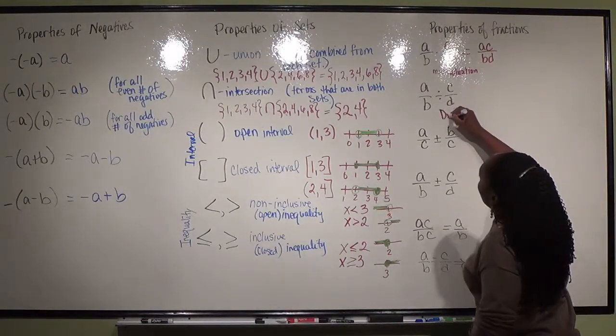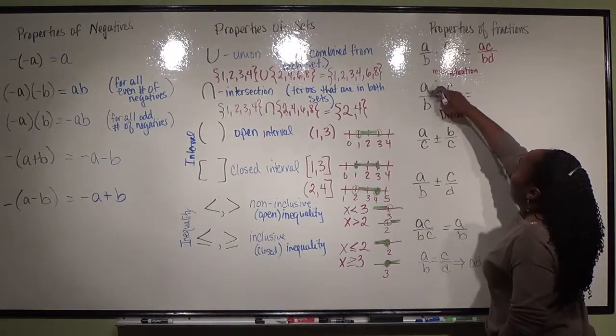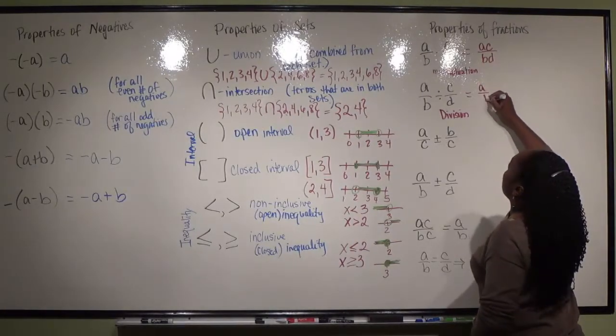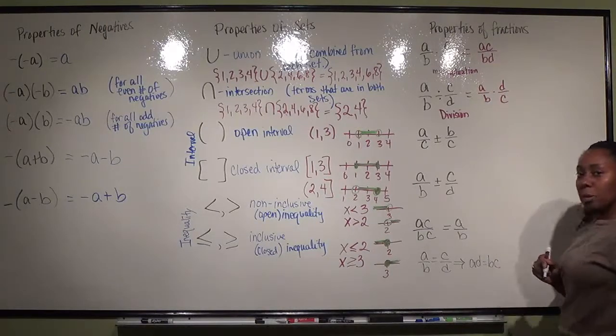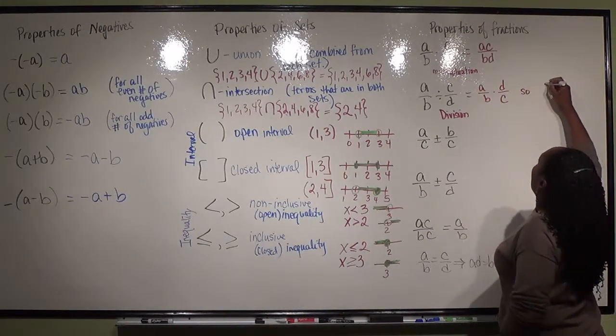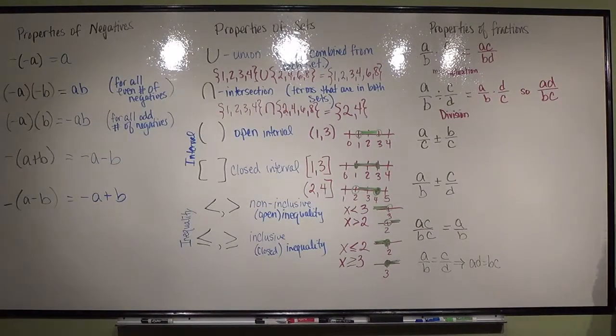If I am dividing, so this is our division property, a over b divided by c over d, it says the first thing I'm going to do is rewrite it as a multiplication so that ad over bc is my solution.